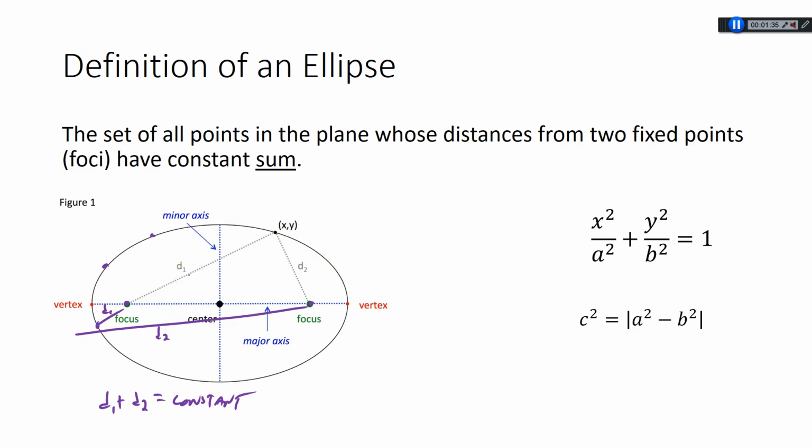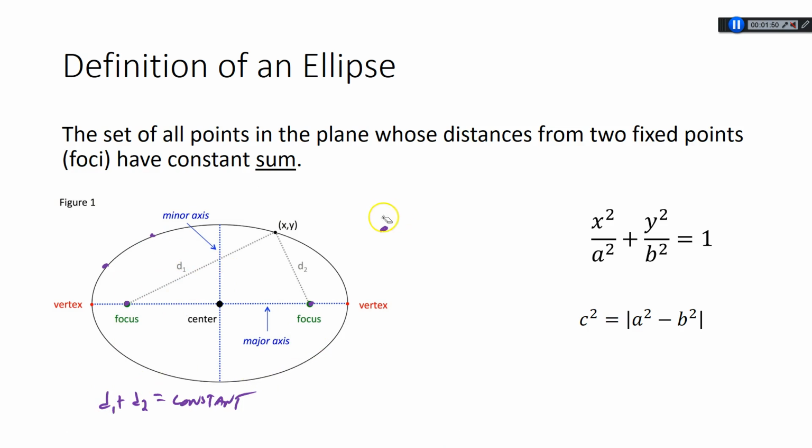Any other point will not. So if I pick a point over here, this point will not have that property that's the same distance from those two as every other point on the ellipse. So every point on the ellipse has that d1 plus d2 is going to be some constant value. That's how you create an ellipse.